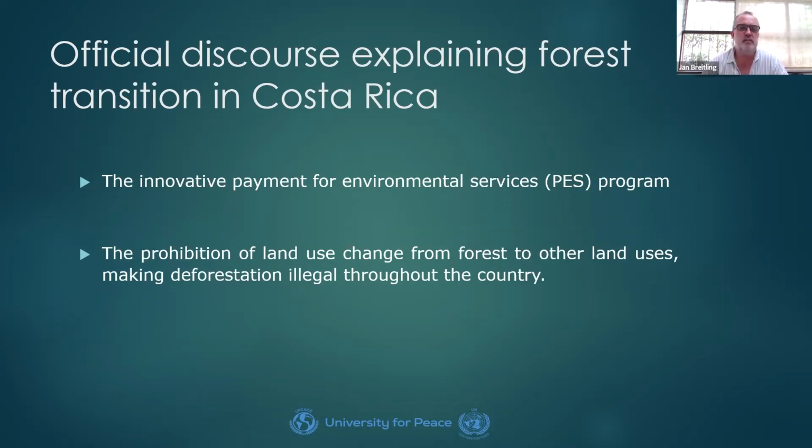But the most visible ones that I can take seriously, at least, are these two, right? So the payment for environmental services program and the prohibition of land use change. So making deforestation illegal throughout the country. Those two things are often mentioned as the main ones. Surprisingly, the second one is not as common as the first one. And for me, that means that the market-based conservation approaches are still being promoted, or have been promoted, as the most important until very recently.